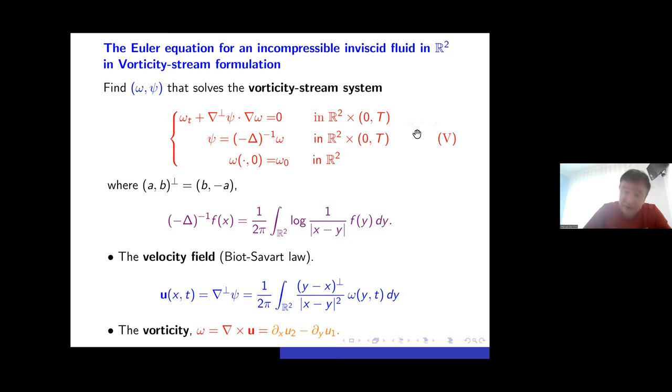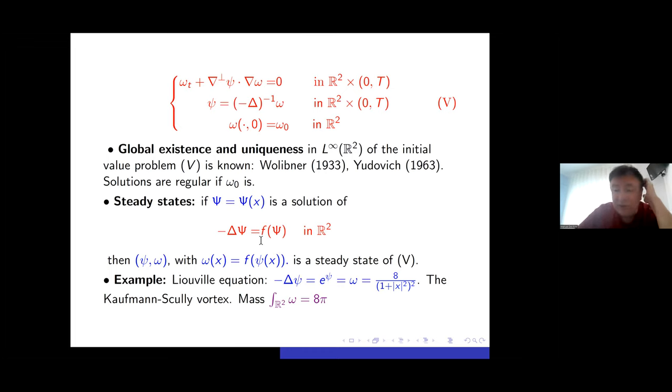So vorticity, by definition, is actually the curl of the velocity field, which can be identified with a scalar, which is this number. For this problem, many things are known. They are classical in the PDE literature.